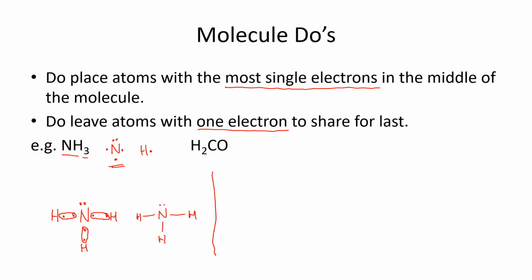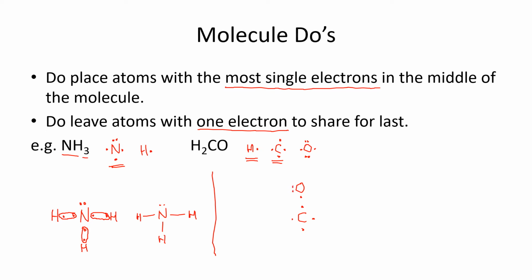Okay, this next molecule has 3 atoms in it. We've got the hydrogen with 1 electron to share. We've got carbon, which has 4, and we've got oxygen, which has 6 valence electrons and only 2 to share. So of the 3, carbon wins. It's got the most to share. We're going to put that in the middle. 1, 2, 3, 4. We're going to leave this hydrogen to the end because it only has 1, and we're going to put on this oxygen.